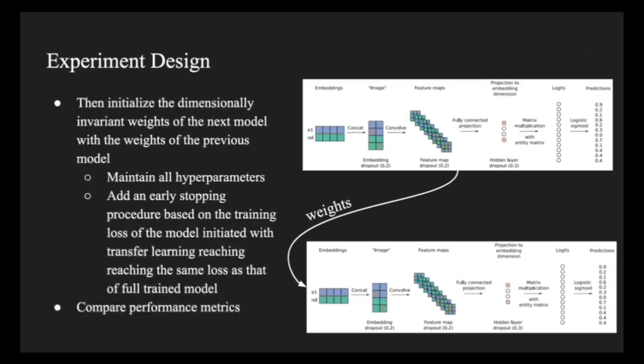So as I went over, we're basically going to transfer the weights from one fully trained model to the beginning of another trained model with a new data set. And we're going to maintain the hyperparameters over that training. And then we're going to add an early stopping procedure in there based on the training loss of the model. The idea here is we're going to use training loss as a proxy for how much our model learned. So once the model reaches the same training loss as it would if it was trained without transfer learning, we're going to stop model training. And then we're going to use similar performance metrics to what the paper used, just to ensure that we actually do have a model that performs with similar accuracy to the one that was trained fully without transfer learning.